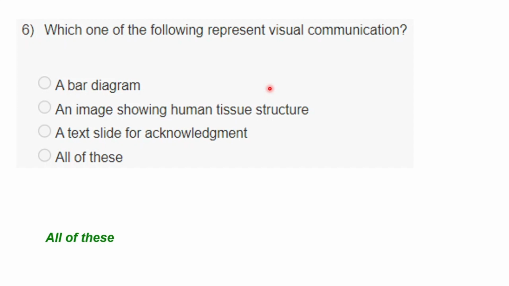An image showing human tissue structure, that's also visual communication. You will take an image in a very high powered microscope, and then you'll probably show it to someone else. That's obviously visual communication. A text slide for acknowledgement.